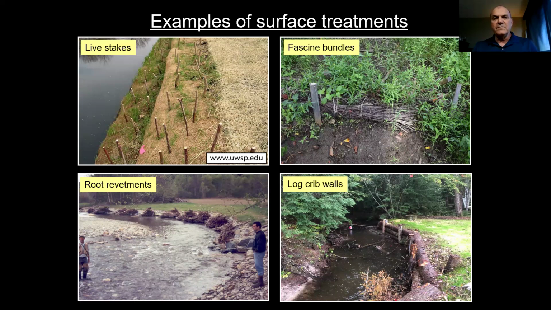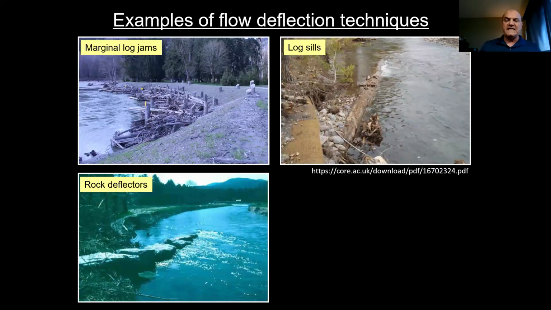But there is a lot of information in the report to dig into the details of these various treatments. Then we can also talk about flow deflection techniques, another set of treatments, things that push the water away from the riverbank and reduce the erosive force on the bank itself: the use of marginal log jams built along the eroding bank, log sills, and also boulder deflectors.